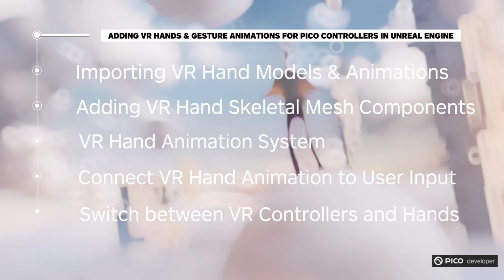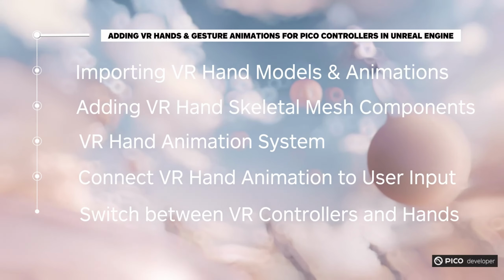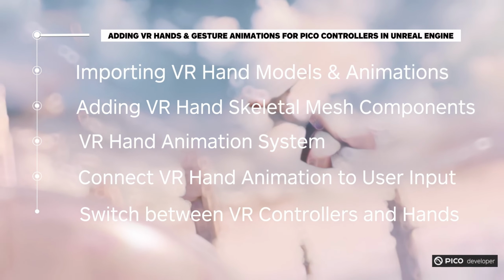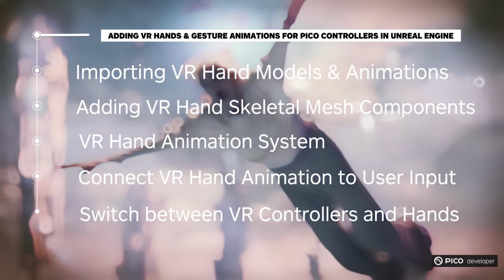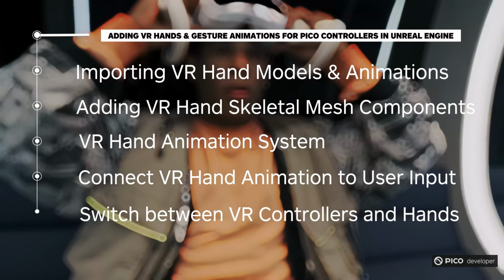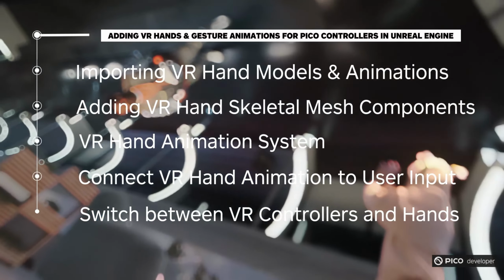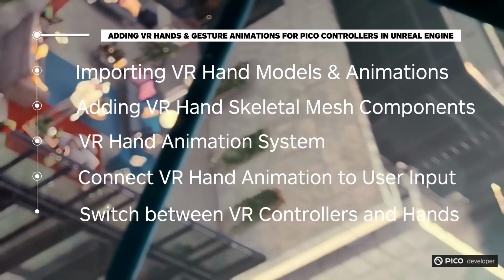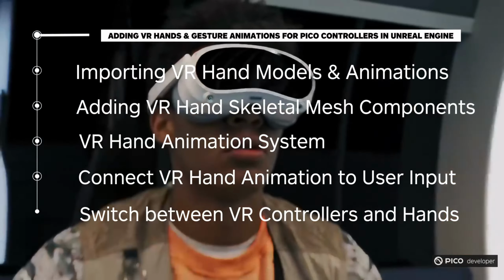After that, we'll explain the basics behind the animation system by explaining how to drive the animations from the player input. Finally, we'll add an option to easily switch between VR hands and VR controllers. We'll provide instructions for both Unreal Engine 4.27 as well as Unreal 5.1. So grab your PICO headset and follow along.